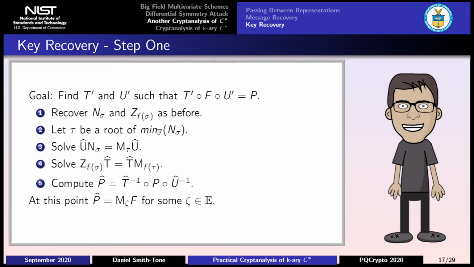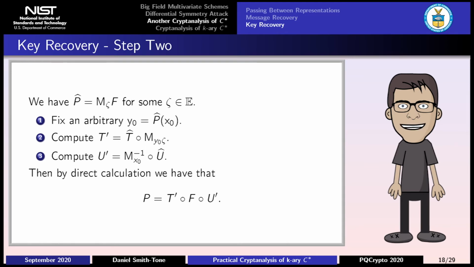But more than this, we can turn this technique into more of a key recovery attack in the sense of getting a key of the same form as a legitimate user. To do this, we find a root over the extension E of the minimal polynomial of our recovered linear map n sigma. We know that tau then must be some conjugate of sigma inside of E. We then solve for maps u hat and t hat that translate between some standard basis for multiplication maps and the n and z bases. When we have done this, we can compose the inverses of these maps with the public key to get a multiplicative function p hat, which must be a multiple in E of the private function f.